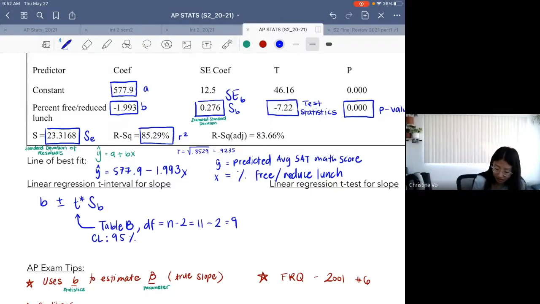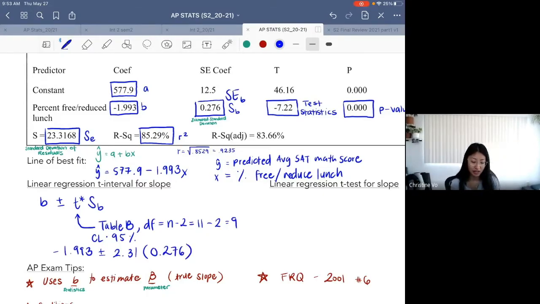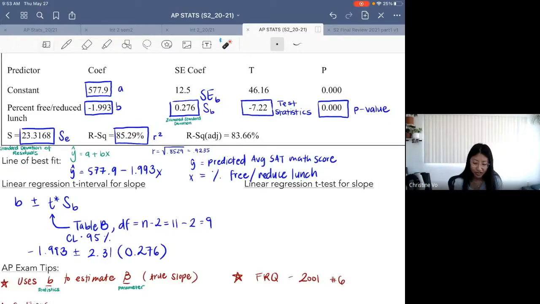But let me just plug in the rest of my numbers. So negative 1.993 plus or minus 2.31. And then I'm going to use my standard error. So I'm just taking that value from there. So at the moment, this is a statistic that we're using to estimate what the true parameter is. So this is ideally going to give me what my population might fall under. Okay, so that's how you do confidence intervals.